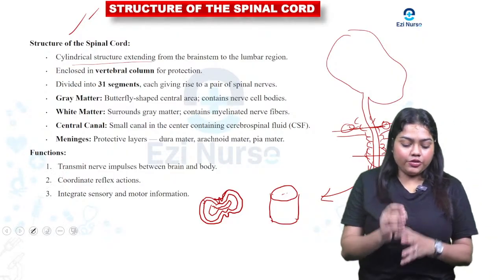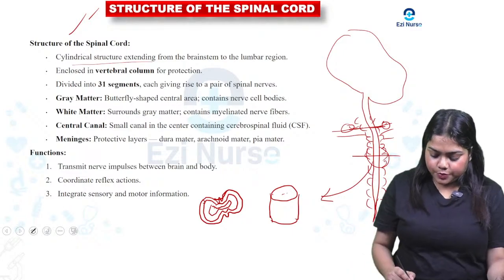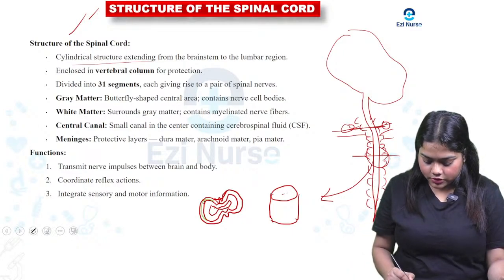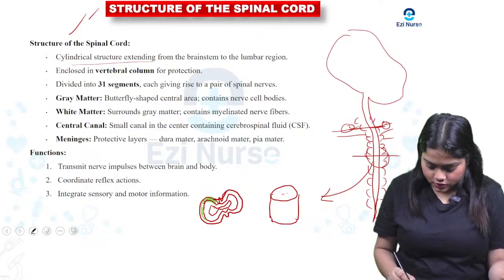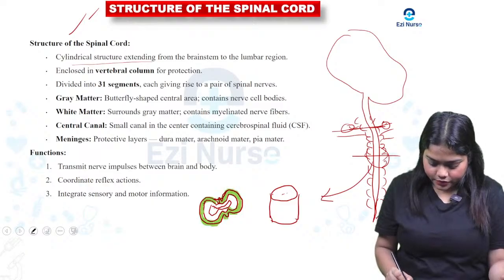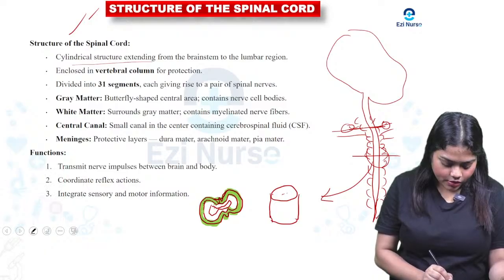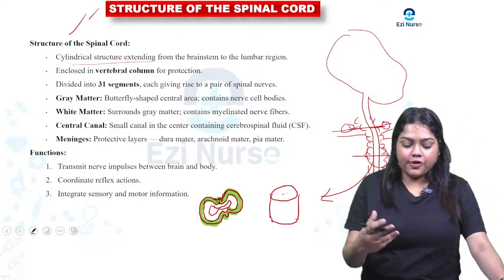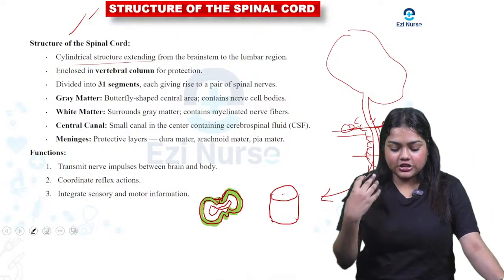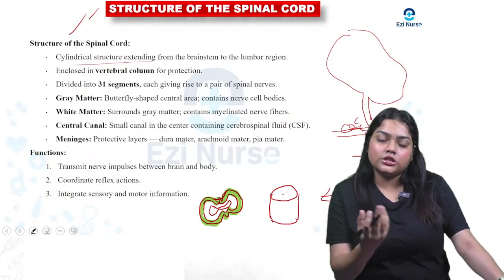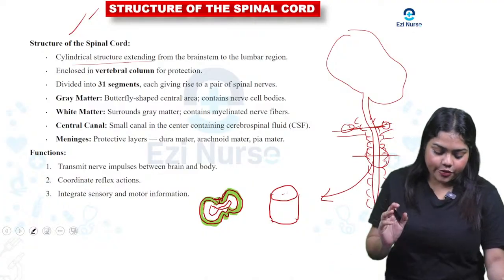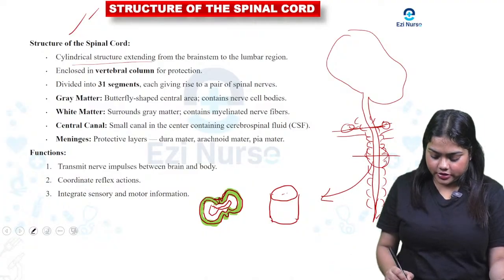So first we have gray matter, which is butterfly shaped. This butterfly shaped central area actually contains nerve cell bodies. Nerve cell bodies are contained in the gray area. Now white matter surrounds the gray matter.